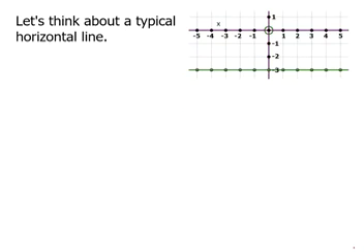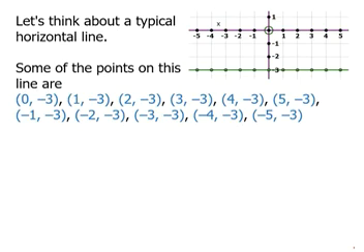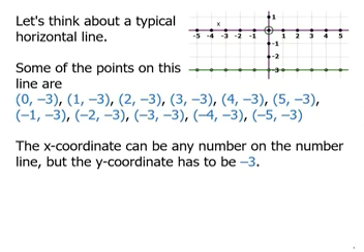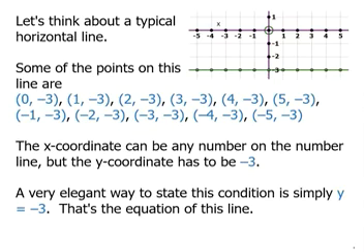Let's think about a typical horizontal line. So here's a horizontal line below the x-axis. Some of the points on this line are (0, -3), (1, -3), (2, -3), and so forth. Then (-1, -3), (-2, -3). And very, very quickly, we see there's a pattern here. The x-coordinate can be any number on the number line, but the y-coordinate has to be -3. They all have the same y-coordinate. A very elegant way to state this condition is simply by saying y equals -3. That's the equation of the line.